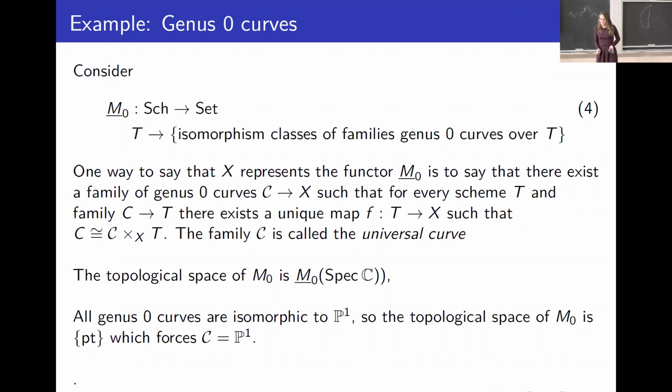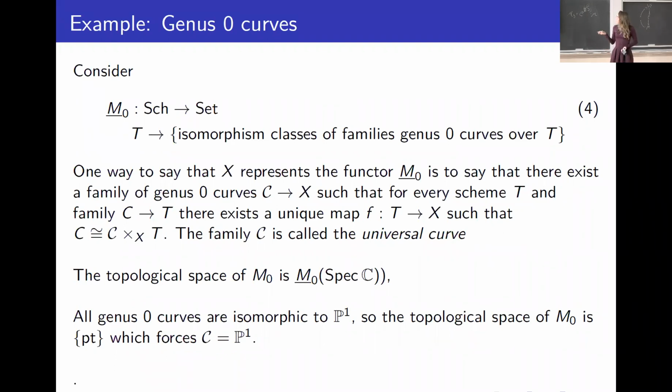One way to say that a scheme represents the functor is to say that we have a universal curve over that scheme. What is a universal curve in this case? It's a family of curves over my space X, such that for every other family of curves, there exists a unique map from T to X such that that family of curves is the pullback of the universal curve. That's another way of saying a functor is representable. Now, if the only curve over a point is the projective line, then any pullback of it is just going to be a trivial family, right? It'll just be the projective line times whatever the base was.